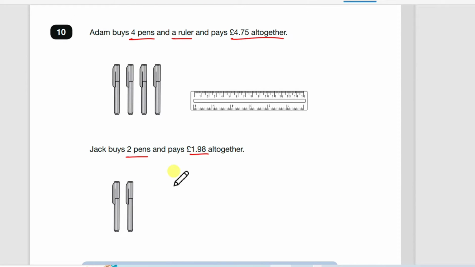Okay, so let's work this out. To work this out, let's work out how much 1 pen costs, yeah? So we know 2 pens equals £1.98. So let's find 1 pen. In other words, you do the bus stop method, 2 into £1.98. If you could do it mentally, guys, that's great as well. But we're going to assume that we're taking our time.